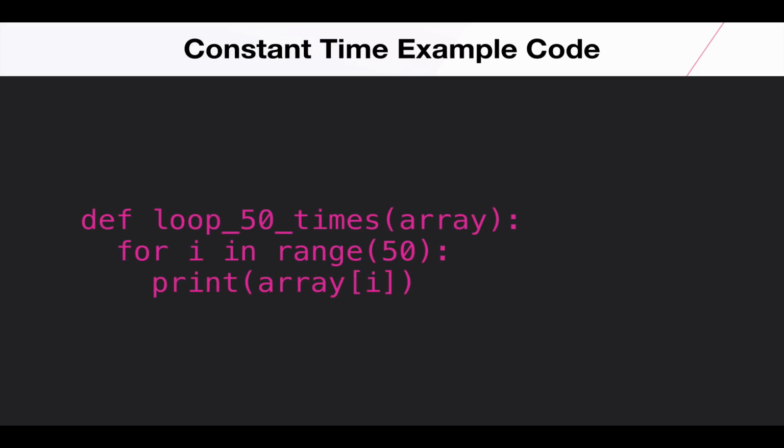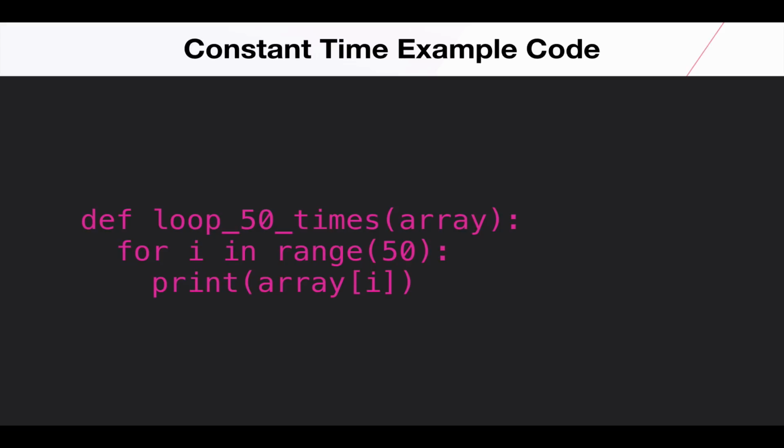Similarly, we can look at this function called loop 50 times for some given array. In this case, we're just looping from i starting at 0 up to 50, right? So in this case, we're always performing 50 prints, right? So again, the number of operations that this function is executing does not at all depend on the size of the input array. It's always just going to be looping 50 times.